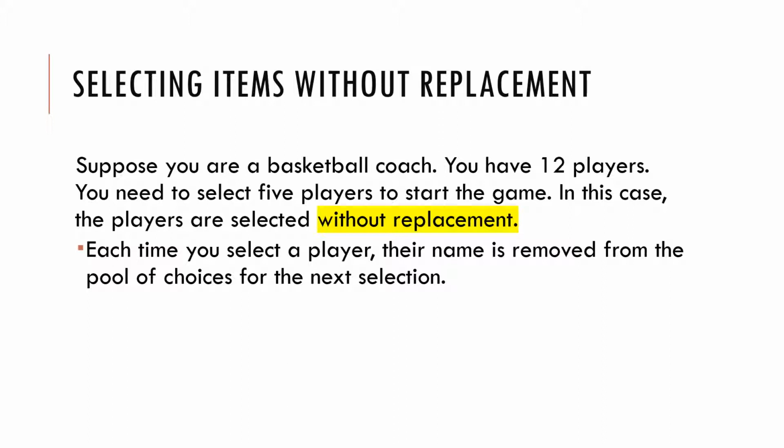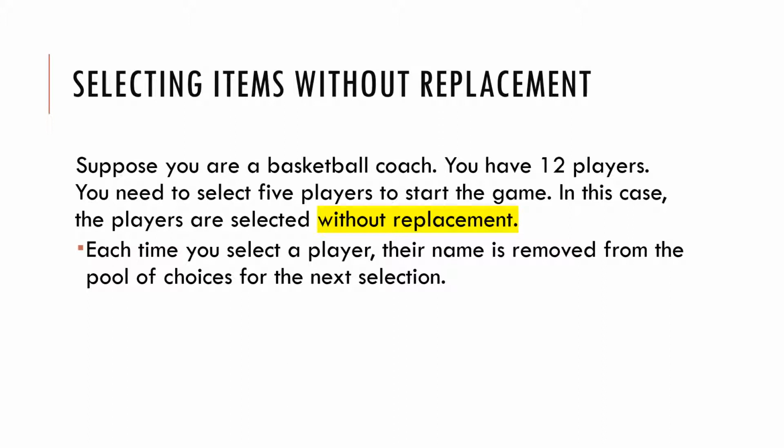Now let's look at selecting items without replacement. Suppose that you're a basketball coach. You have 12 players. You need to select 5 players to start the game. In this case, your players are selected without replacement. So each time you select a player, their name is removed from the pool of choices for the next selection. So you can't have one person playing multiple positions.